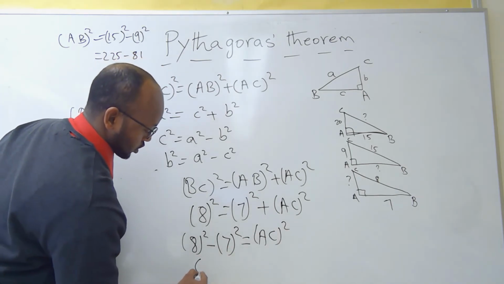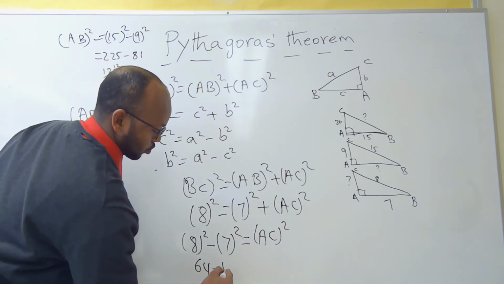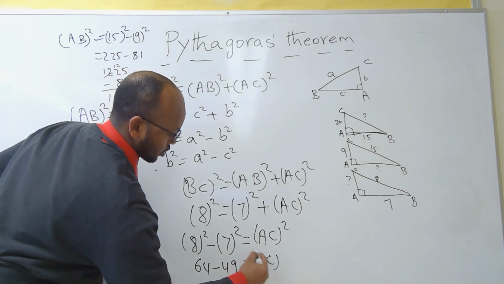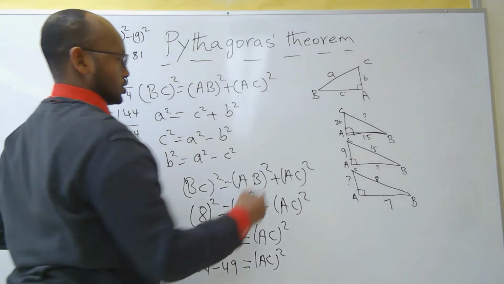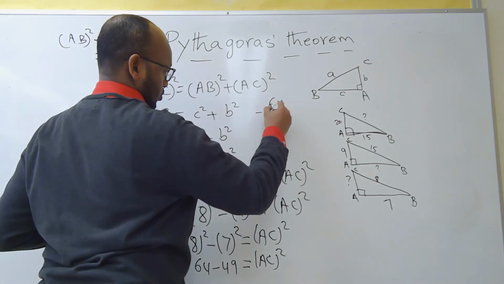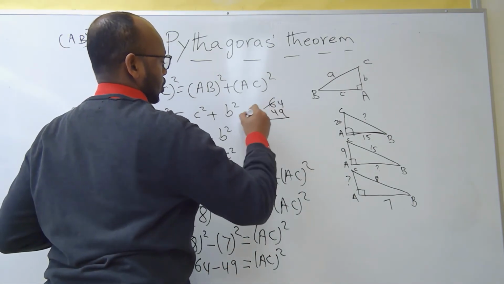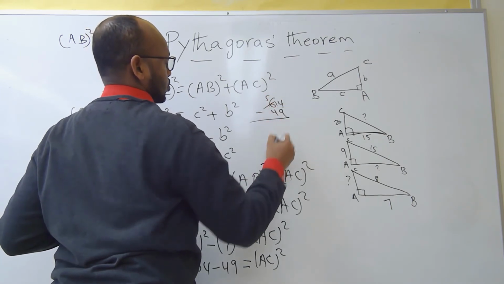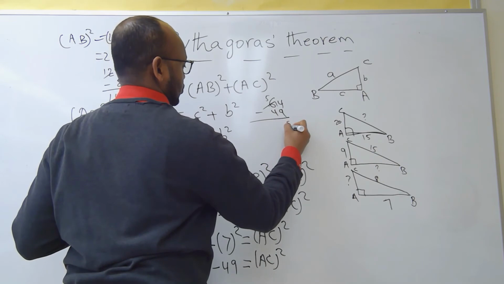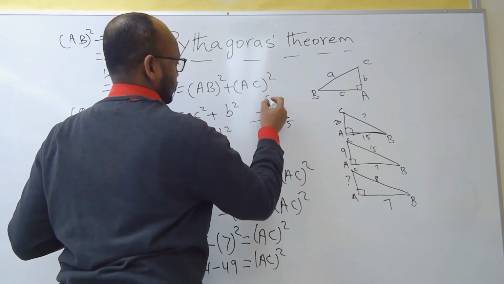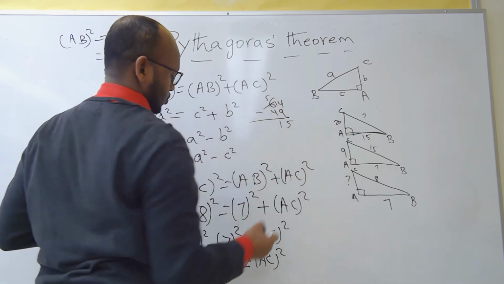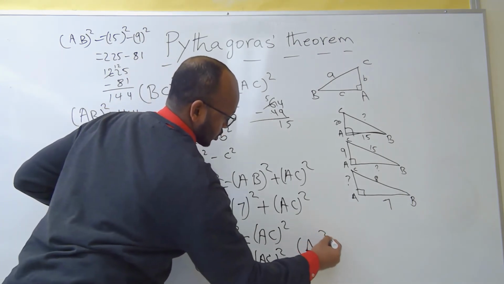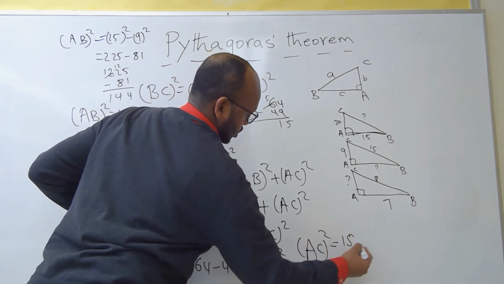So 8 square is 64 minus 49 is equal to AC square. So what is this? Let's subtract it. 64 minus 49. So you borrow 1 from here. Here is 5. Here is 14. 14 minus 9 gives you 5. 5 minus 4 is 1. It's 15. So we have AC square is equal to 15.